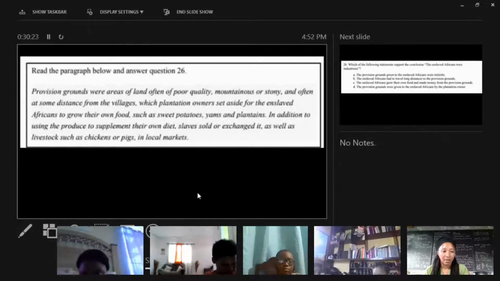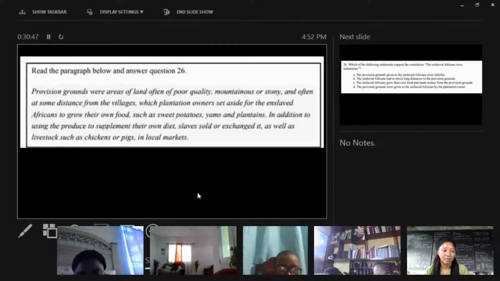Provision grounds were areas of land often of poor quality, mountainous or stony, and often at some distance from the villages, which plantation owners set aside for enslaved Africans to grow their own food, such as sweet potatoes, yams, and plantains. In addition to using the produce to supplement their own diet, slaves sold or exchanged it, as well as livestock such as chickens or pigs in local markets.